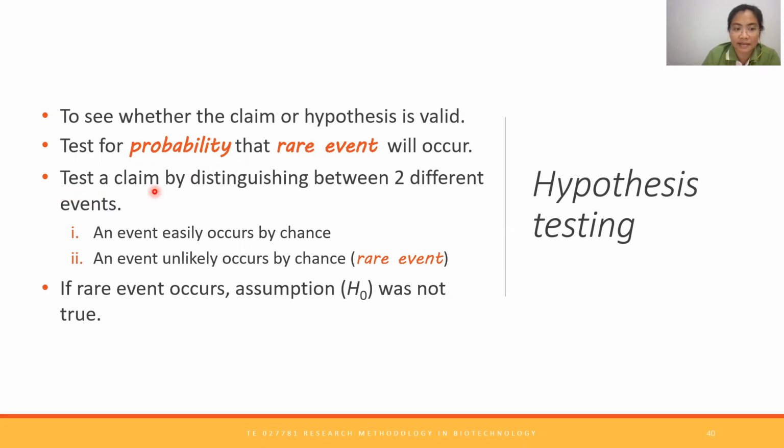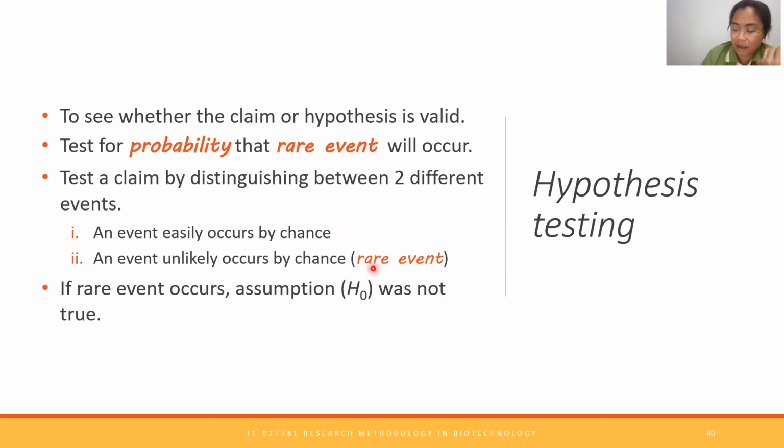Hypothesis testing is to test a claim by differentiating or distinguishing between two different events: an event that easily occurs by chance, and an event that is unlikely to occur by chance, which is the rare event. This is the definition of a rare event. I hope everyone knows what an event is. An event is something that happened.